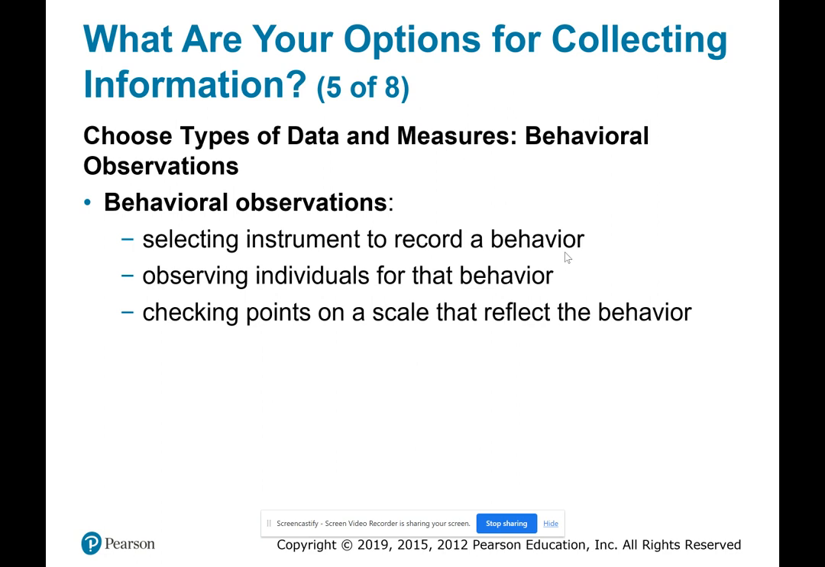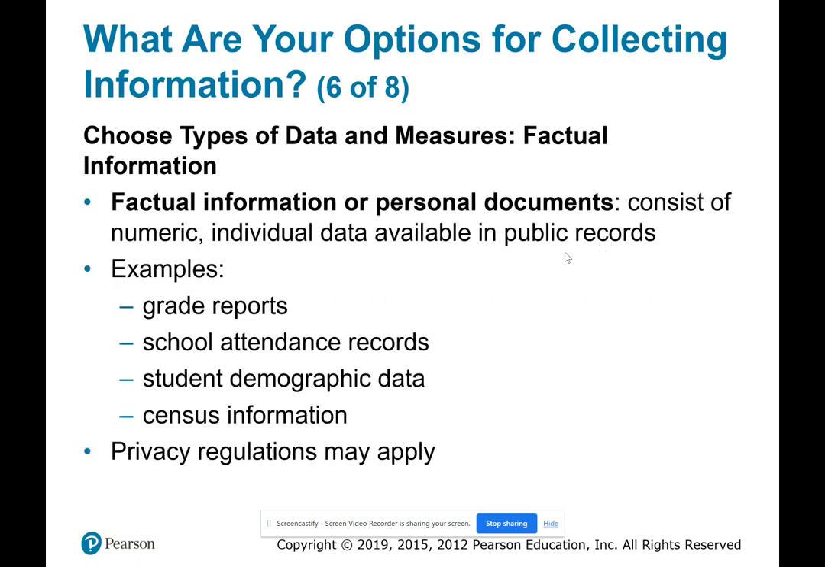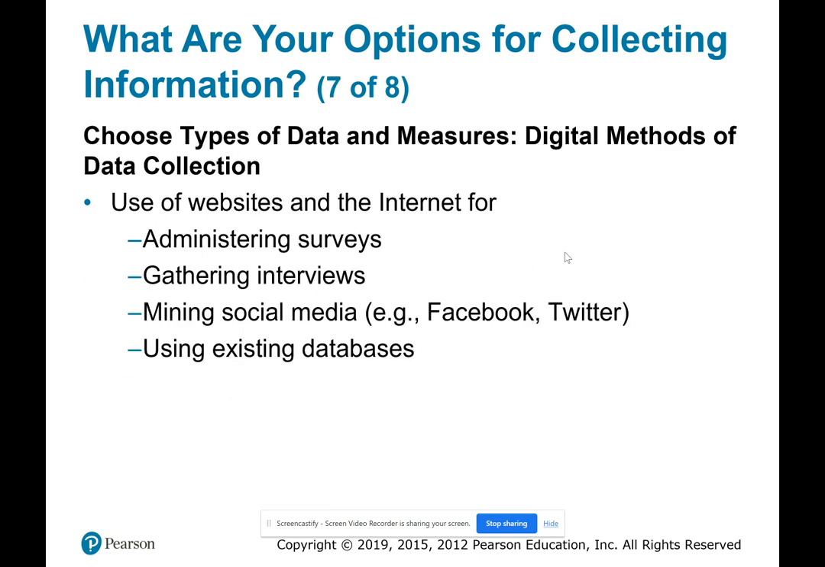Behavioral observations are made by selecting an instrument or protocol to record a specific behavior, observing the individual for the behavior, and checking points on a scale that reflect the behavior. Quantitative numeric data are also available in public educational records. This could be like your factual information or personal documents, which consist of numeric individual data available in public records. This could include like your grade reports, school attendance records, student demographic data, and census information.